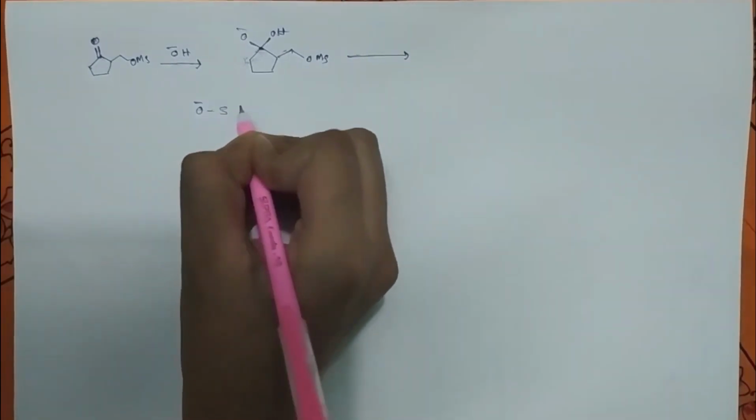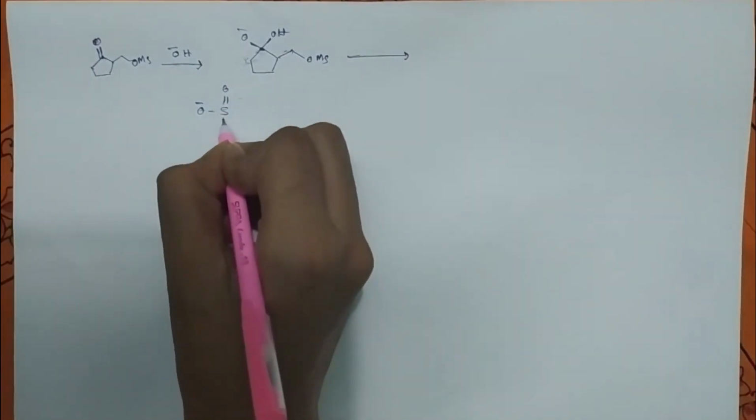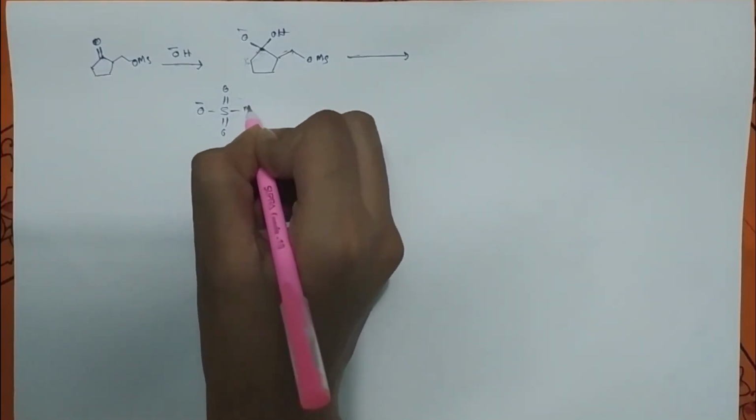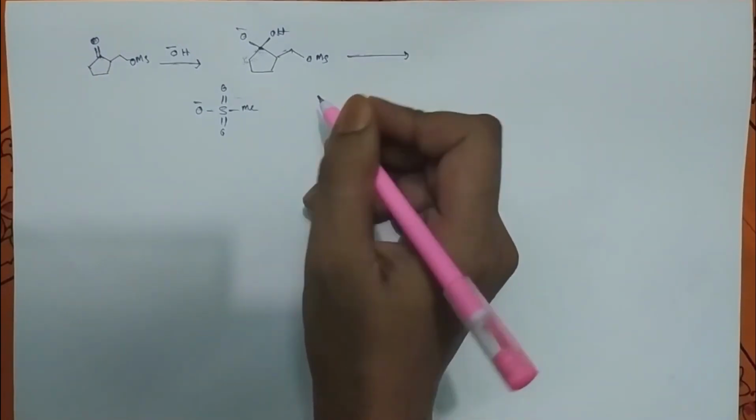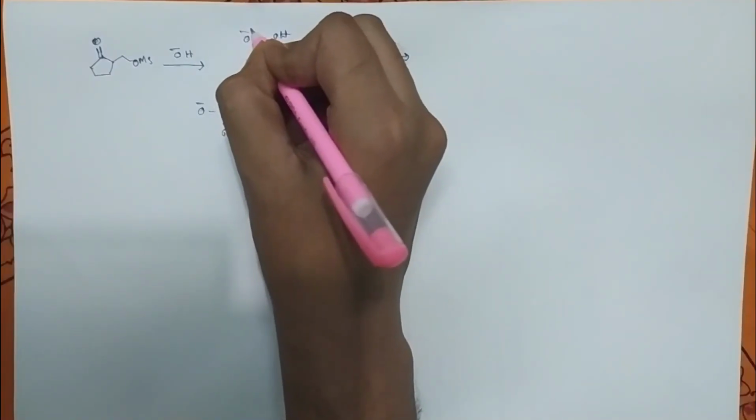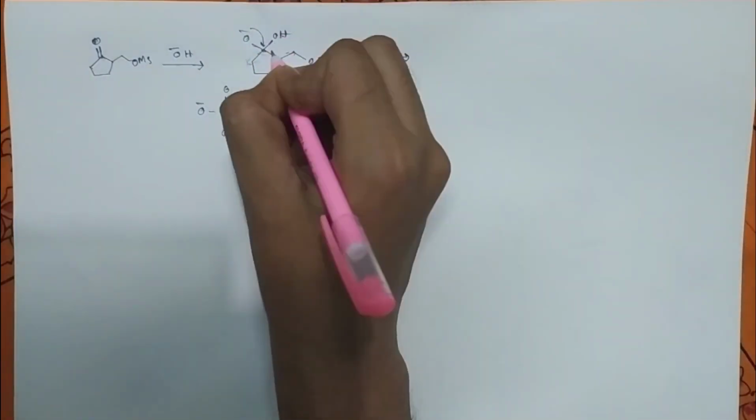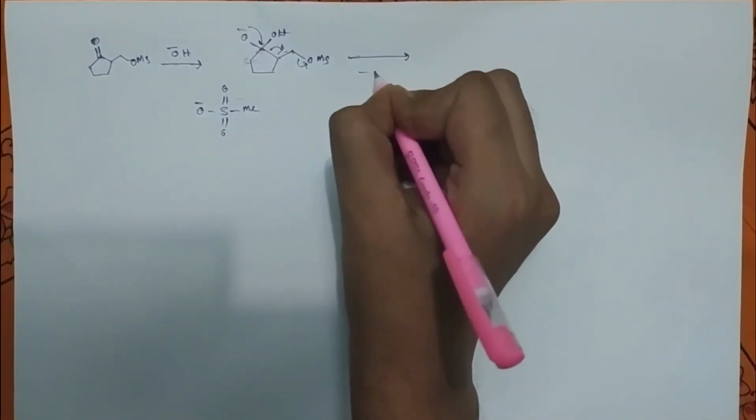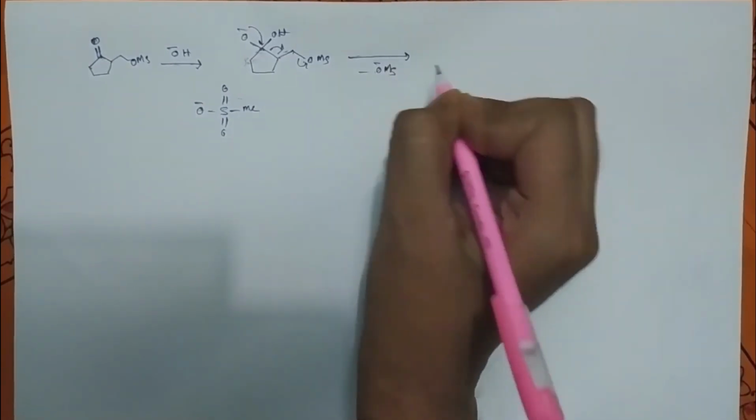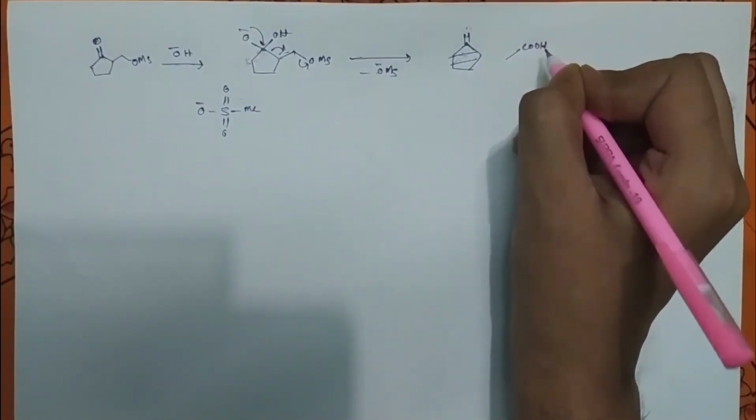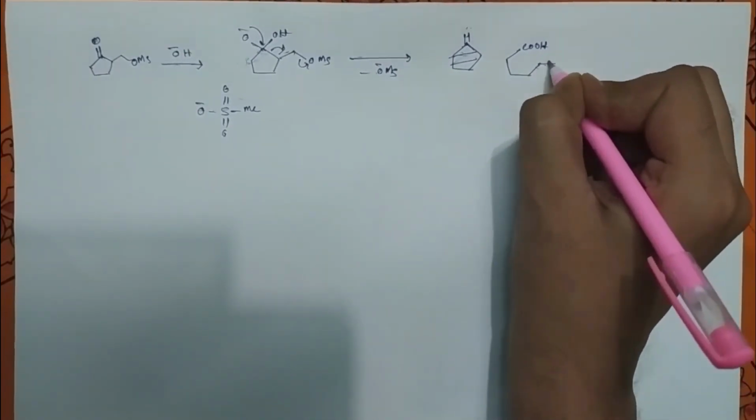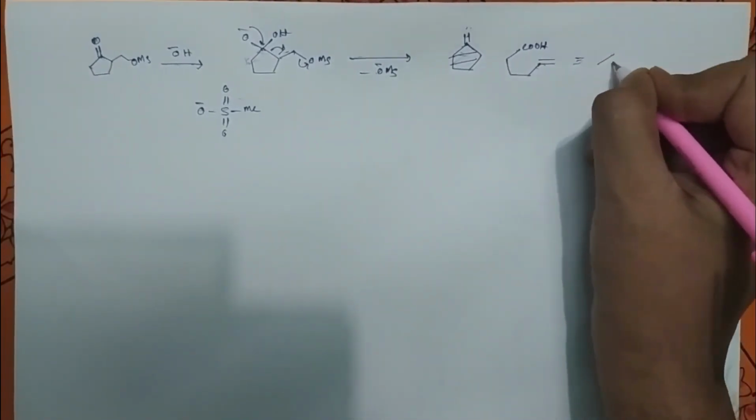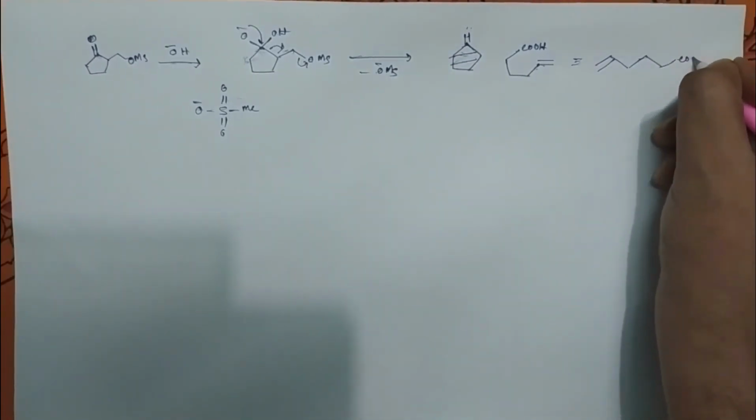After that, this OMs group is nothing but methyl sulfonate, which is this group. The OMs group is a very good leaving group. Therefore, this O minus pushes back to this carbon, this bond goes here, and this goes back. So there is minus OMs, and we get our product. So you can simply write that.